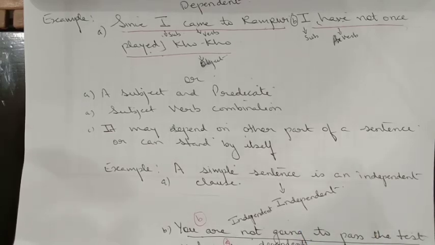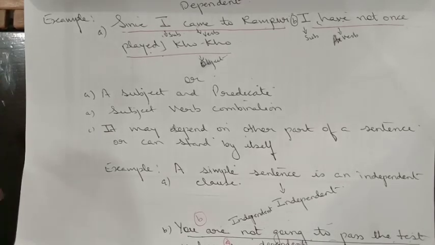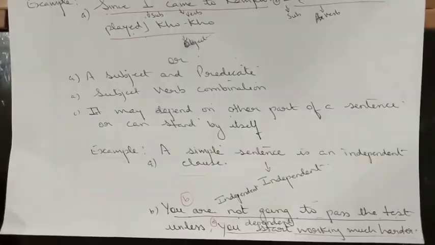Okay, you are not going to pass the test. This sentence is your independent clause. And unless you start working much harder, this depends on the first part. You are not going to pass the test is your independent clause, and it depends on you start working much harder. So, in this way, you will get two types of clauses: dependent clause and independent clause.